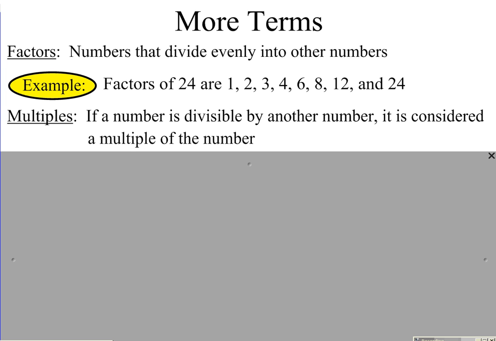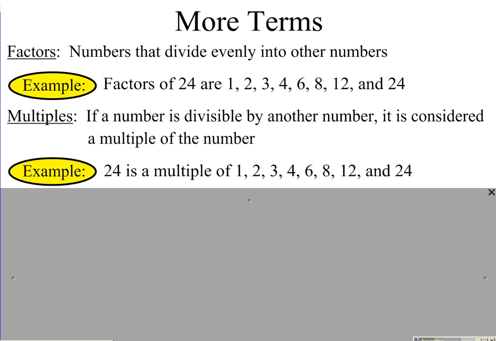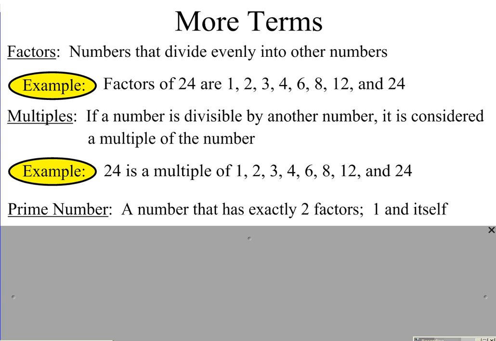Multiples. If a number is divisible by another number, it is considered a multiple of the number. Examples, 24 is a multiple of each one of those because I can multiply each one of those numbers to equal 24.